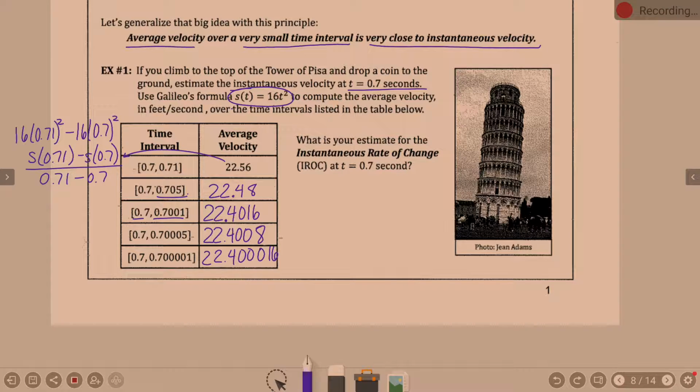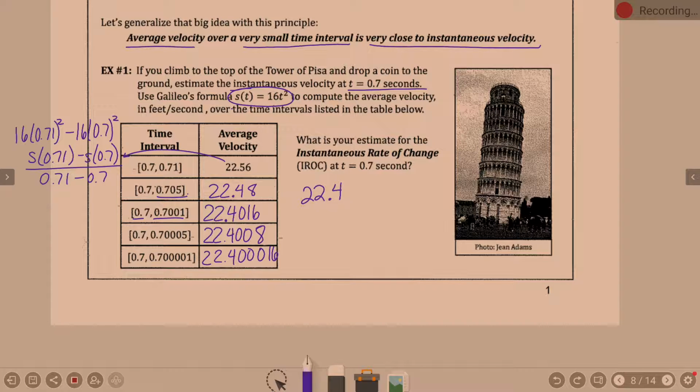And are you noticing a trend? What are we going to end up at? We keep going. 22.4. So when it asks us, what is your estimate for the instantaneous rate of change at 7/10 seconds, I'm going to say 22.4. Now I need a label.